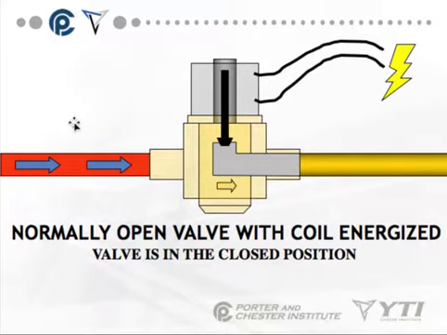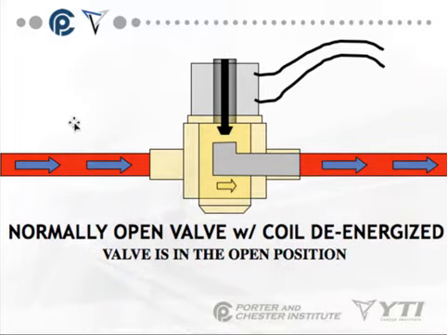The normally open valve with the coil energized, the plunger is pushed down and the valve is in the closed position. The coil becomes de-energized. The valve is now in the open position.